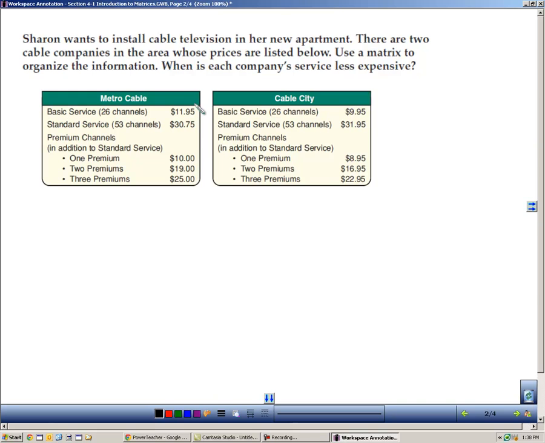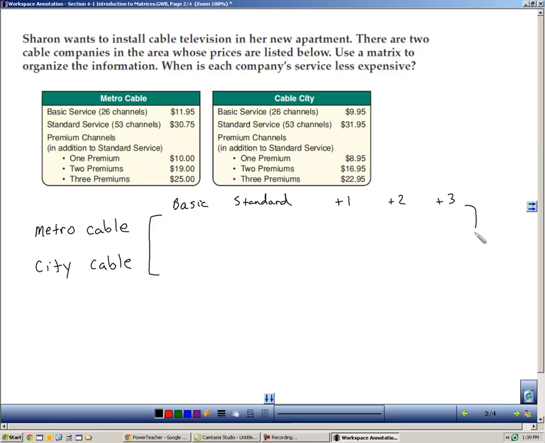Here's an example where we'll take information and organize it using a matrix. Sometimes you'll see this on the ACT where they'll give you information in a matrix and then ask you some questions based on it. This one we have 2 tables. We have metro cable and we have city cable. So we're going to compare those two using a 2-row matrix, and there are 5 things that I'm comparing. I'm comparing basic service, standard service, standard service plus 1 premium, standard service plus 2 premiums, and standard service plus 3 premiums.